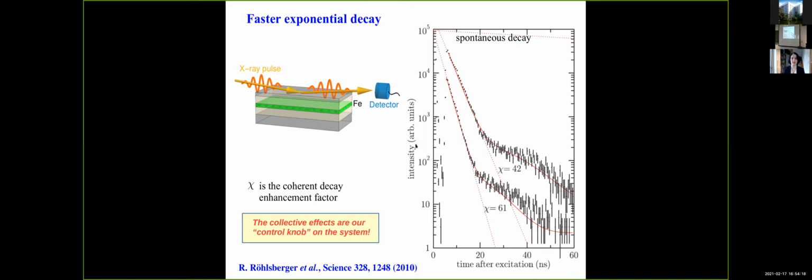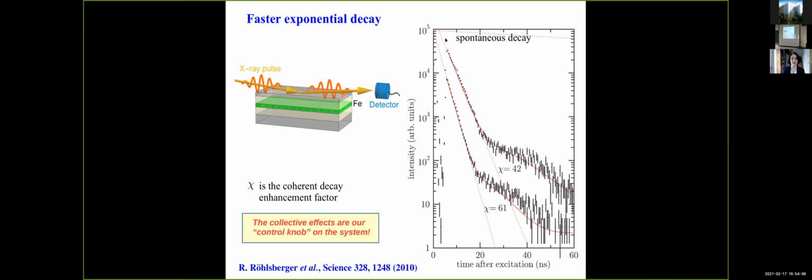This is experimental data from one experiment back in 2010. And what you see here is the intensity measured at the detector as a function of time after the excitation. And this is a log scale plot. So spontaneous decay, as we know it from incoherent single nucleus decaying, is over here. So the red line up there is actually the spontaneous decay as I know it from the tables, as I would expect from a single nucleus.